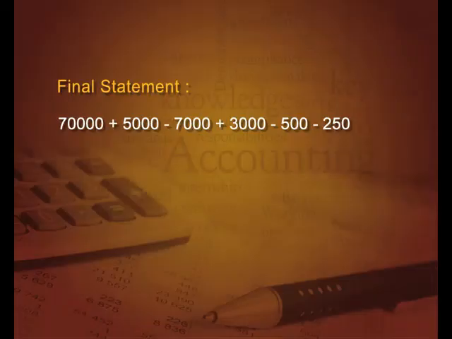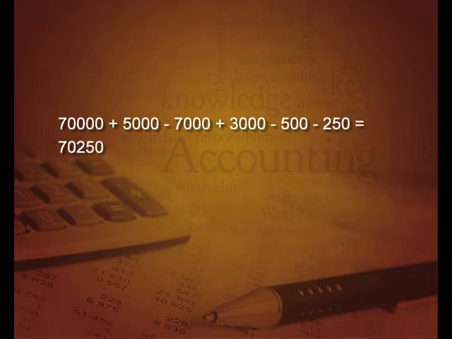Now, let us see the final picture, 70,000 plus 5,000 minus 7,000 plus 3,000 minus 500 and minus 250. So, this makes 70,250. So, this is the balance as per passbook, which is the final answer. I hope you have understood the basics by now.